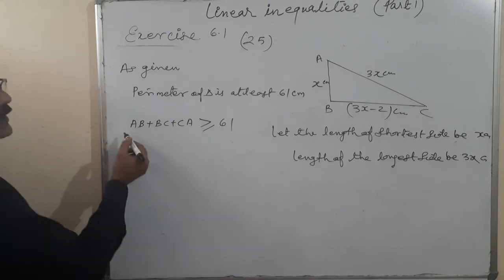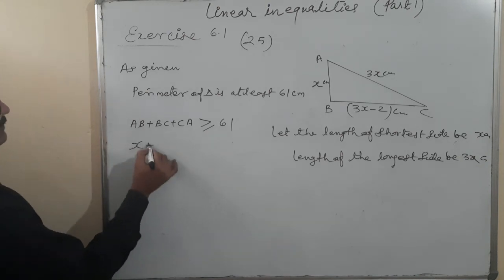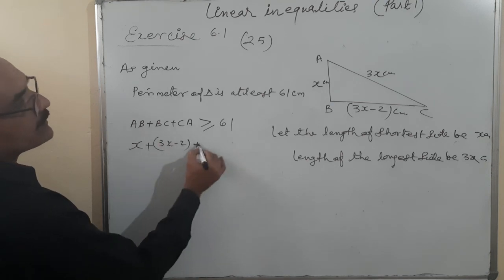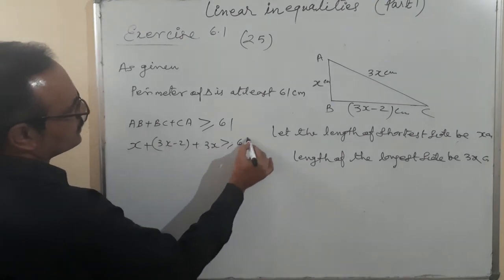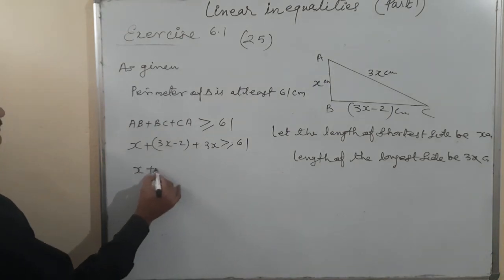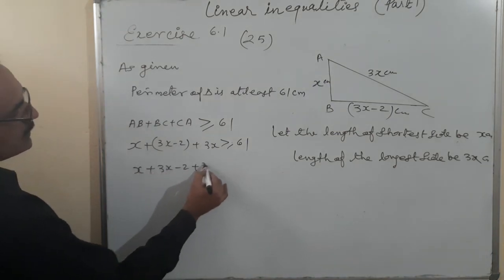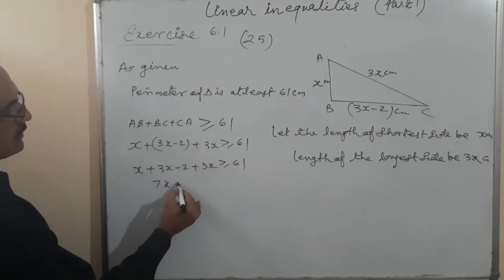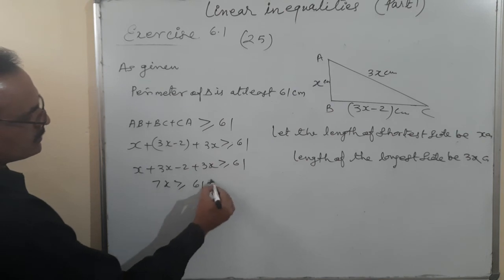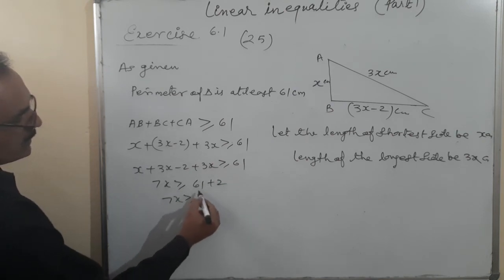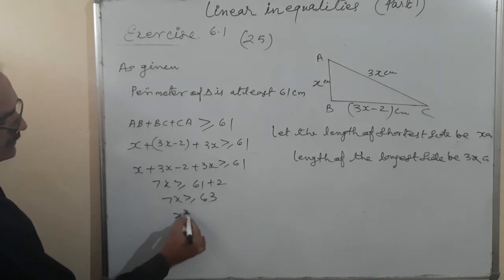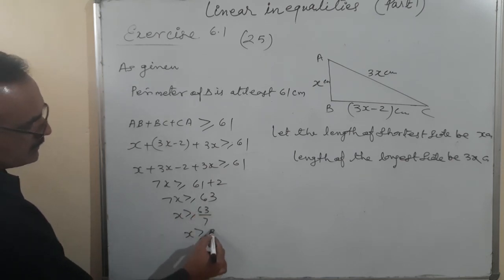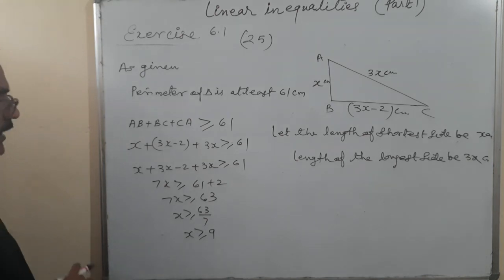Now I'll put in the values: AB is x, plus BC 3x minus 2, plus AC 3x is greater than or equal to 61. So x plus 3x minus 2 plus 3x is greater than or equal to 61. 7x is greater than or equal to 61 plus 2, so 7x is greater than or equal to 63. x is greater than or equal to 63 upon 7. 7 nines are 63, so x is greater than or equal to 9.